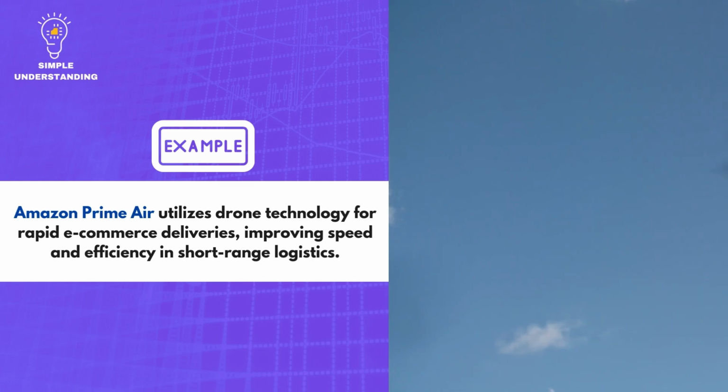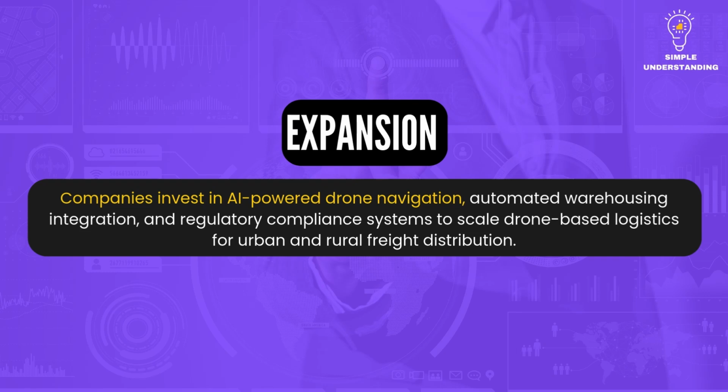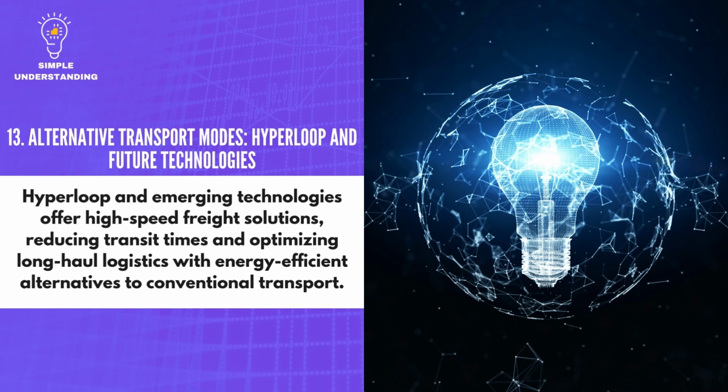in short-range logistics. Expansion: companies invest in AI-powered drone navigation, automated warehousing integration, and regulatory compliance systems to scale drone-based logistics for urban and rural freight distribution. 13. Alternative transport modes. Hyperloop and future technologies.